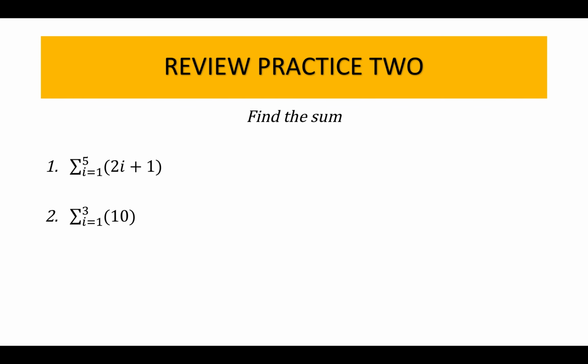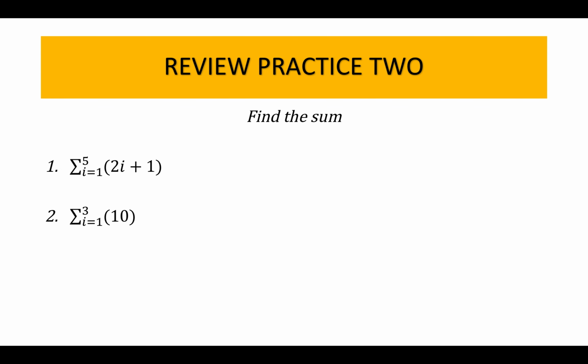But in this, I'm just going directly into questions, having the assumption that you understood the concepts from part one and you did the questions from part two. All right, so let's go through this part. Here we have simple sigma questions. Find the sum from i equals 1 through 5 for the term 2i plus 1.